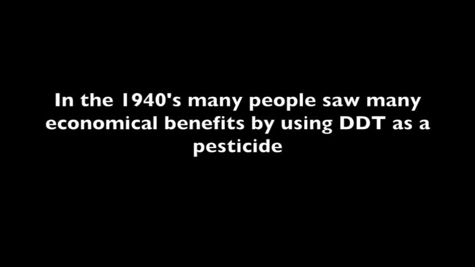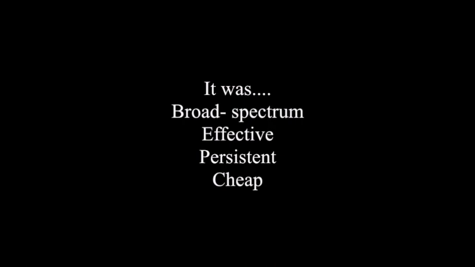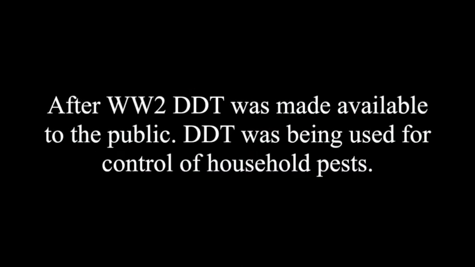In the 1940s, many people saw many economical benefits by using DDT as a pesticide. It was broad-spectrum, effective, persistent, and very cheap. After World War II, DDT was made available to the public. DDT was being used for control of household pests.